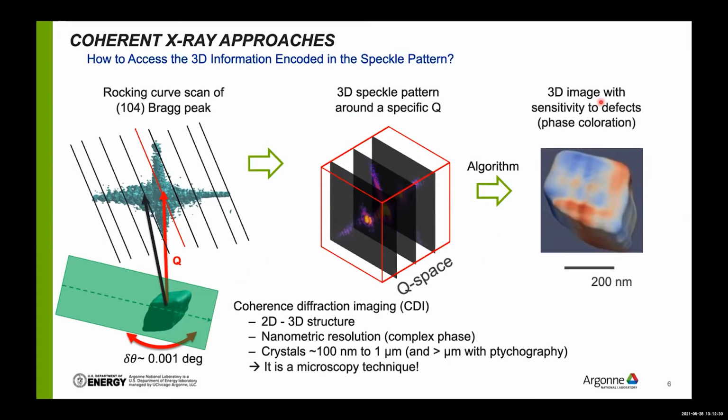But it's a very special image because it's also sensitive to defects and any crystalline distortion, which is encoded in the phase, represented in the face of the object, which is represented here as a color map. So this approach is called coherent diffraction imaging, or CDI, and it can be used, as we have seen, to observe 2D and 3D structures and morphologies, reaching nanometric resolution encoded in the complex phase, and which can be used to observe crystals whose size range from hundreds of nanometers up to 1 micrometer, and even larger systems with tychography. And in essence, it's a microscopy technique.